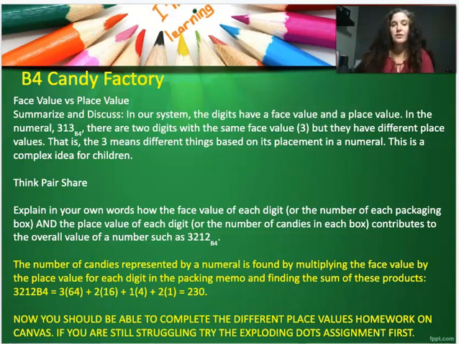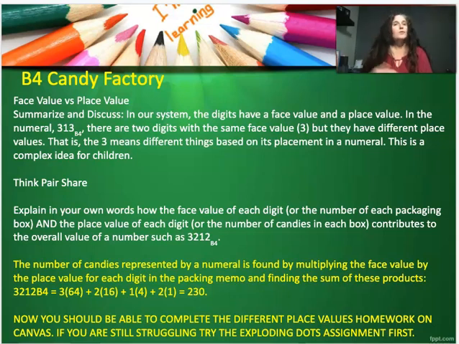So face value versus place value. We just talked about this a little bit, but if you focus on it more, if we looked at the number 313B4, there's two digits that both have the same face value. They're both 3s, but they have a different place value. So the 3 means something different depending on its placement in a number. That's a really hard idea for kids to figure out.